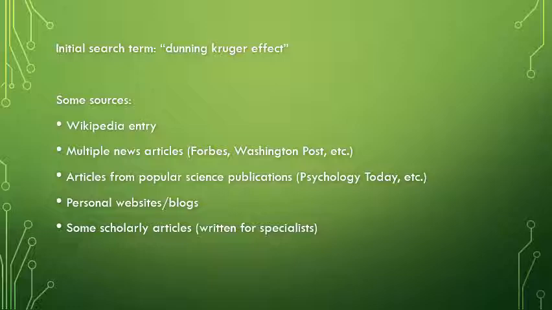So initially, and I'm not going to show you the whole process of going through Google and searching through the first couple pages of Google to find sources, but I put in Dunning-Kruger effect, and as just a brief overview, some sources that I found. I found, of course, the Wikipedia entry, as well as a few other online encyclopedia entries. Many news articles from sources like Forbes, The Washington Post, Salon, The Atlantic, NPR, all sorts of different news sources. I found articles from popular science publications like Psychology Today, Ars Technica, Nature, things like that.